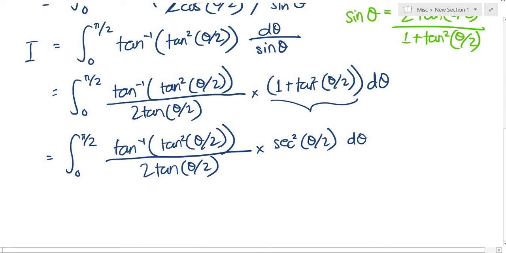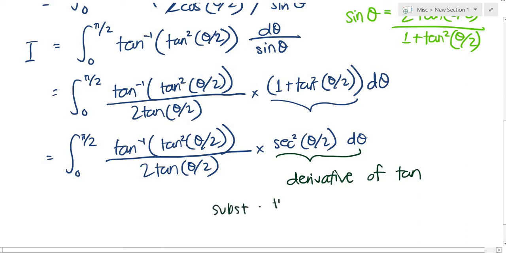So noticing that in the numerator, this looks like it's asking for another substitution where we let, say, a variable equal tan of theta, because we have the derivative of tan in the numerator. So that's really calling for a substitution number 2. So let's do that on a fresh page and I'll see you there.